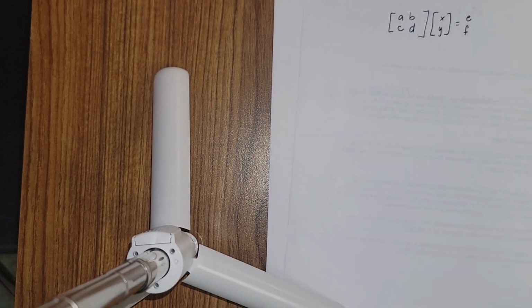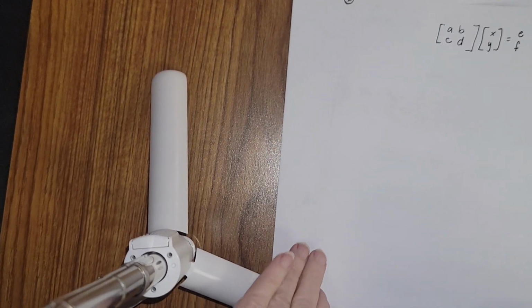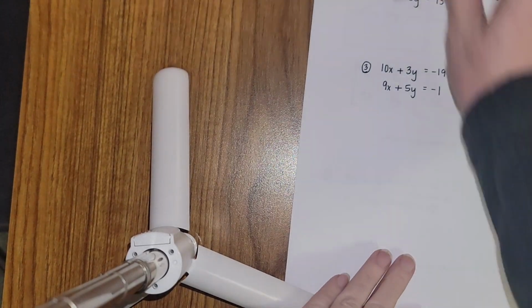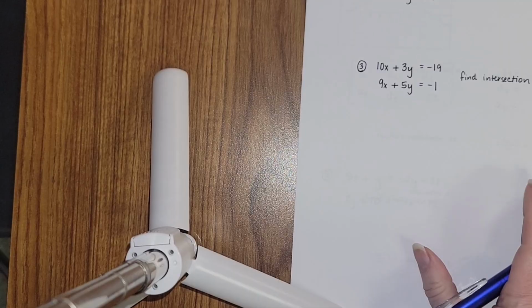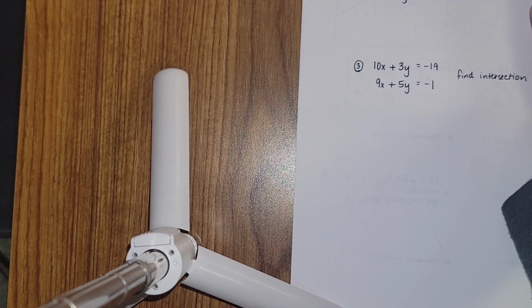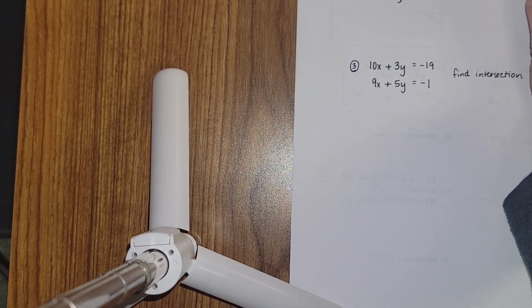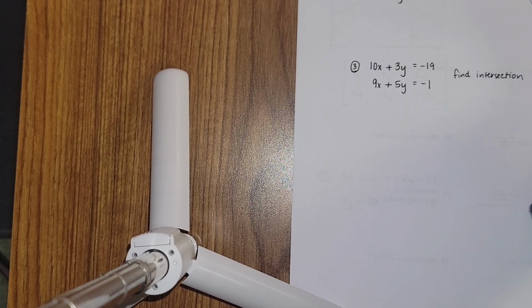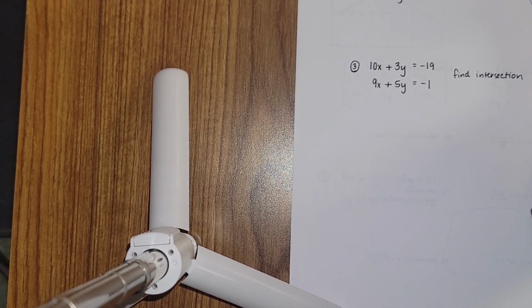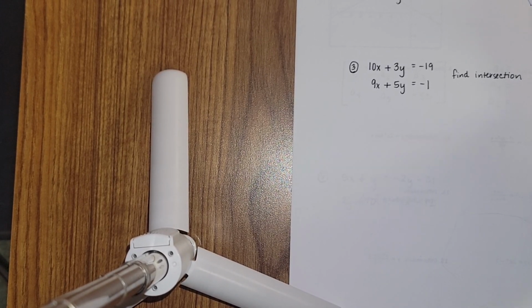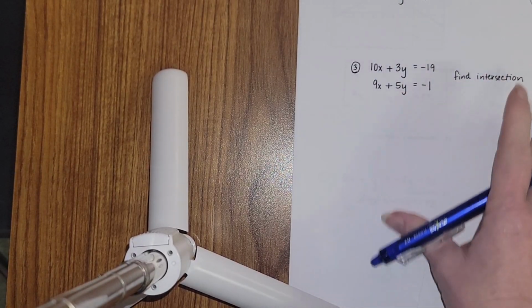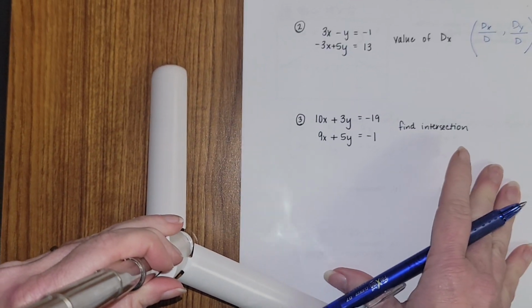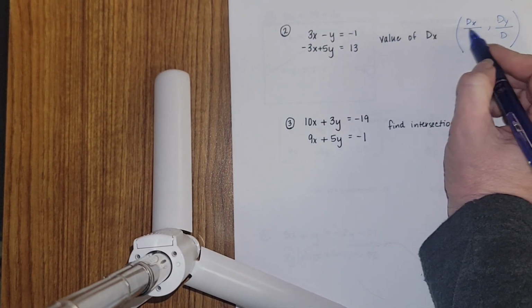All right, I'm actually going to skip number 1 and come back to it because once I do number 2, I think number 1 will make more sense. So they're asking for the value of dx. They're asking you to use Cramer's rule. And Cramer's rule says this: the determinant of the x coefficients over the determinant of the total coefficients, and the determinant of the y coefficients over the determinant of the total coefficients. That's your solution to this system. All right, so they're just asking for this dx value.